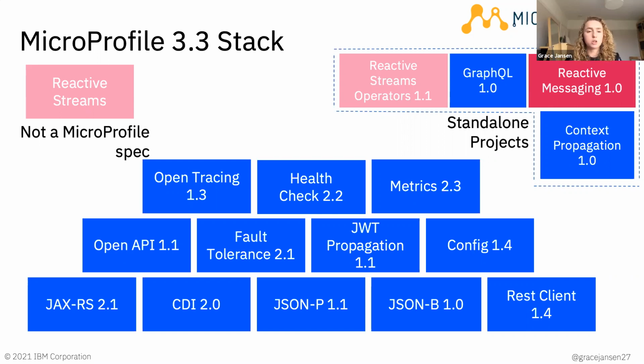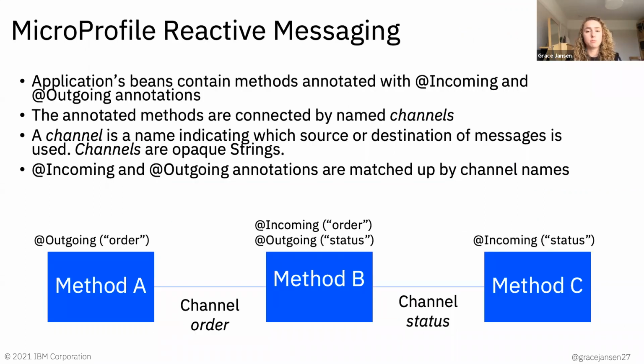How does it actually work, though? MicroProfile Reactive Messaging basically annotates application bean methods with two different types of annotations. You've got @Incoming and @Outgoing annotations. And these annotations essentially dictate whether a method is receiving messages or data or requests, or outputting them to a message broker or to another method within the application.